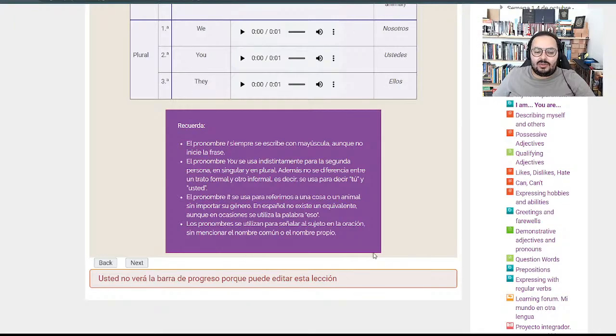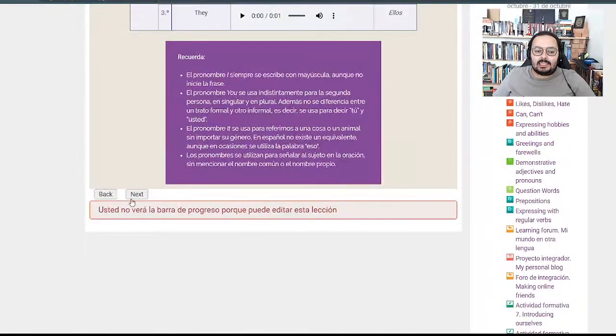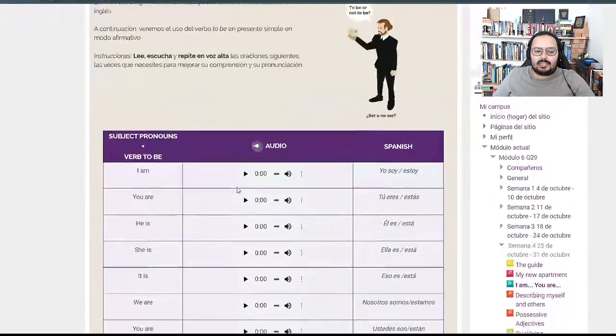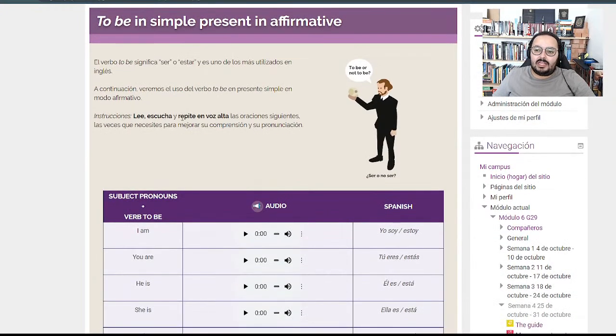Okay, so those are the usages of the personal pronouns. Next, we have the verb to be, if I'm not wrong. For sure, that's true. So the verb to be means ser o estar in Spanish, is the translation. And it is used to talk about our professions, our nationality, our state of being.